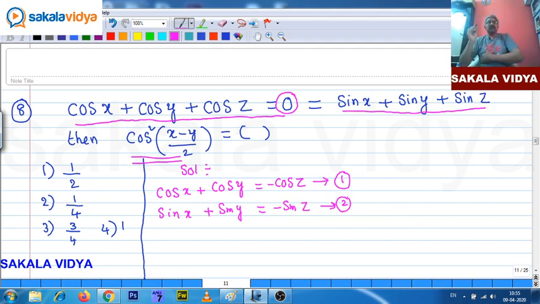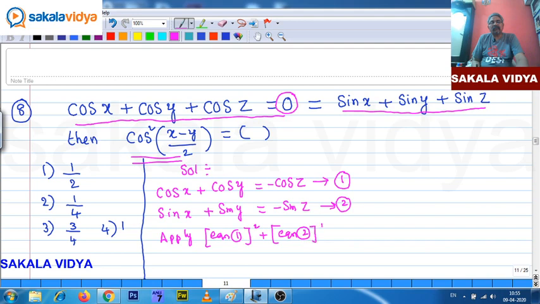Okay. So now we need to eliminate it. That means apply like this: apply equation 1 whole square plus equation 2 whole square. Let us see what you get now.